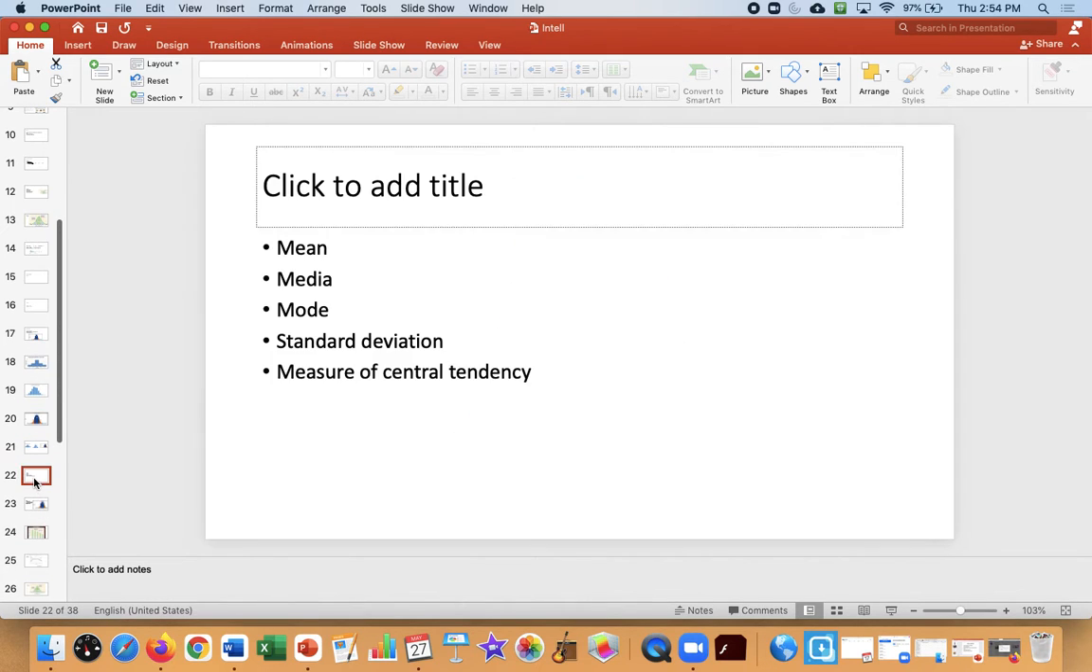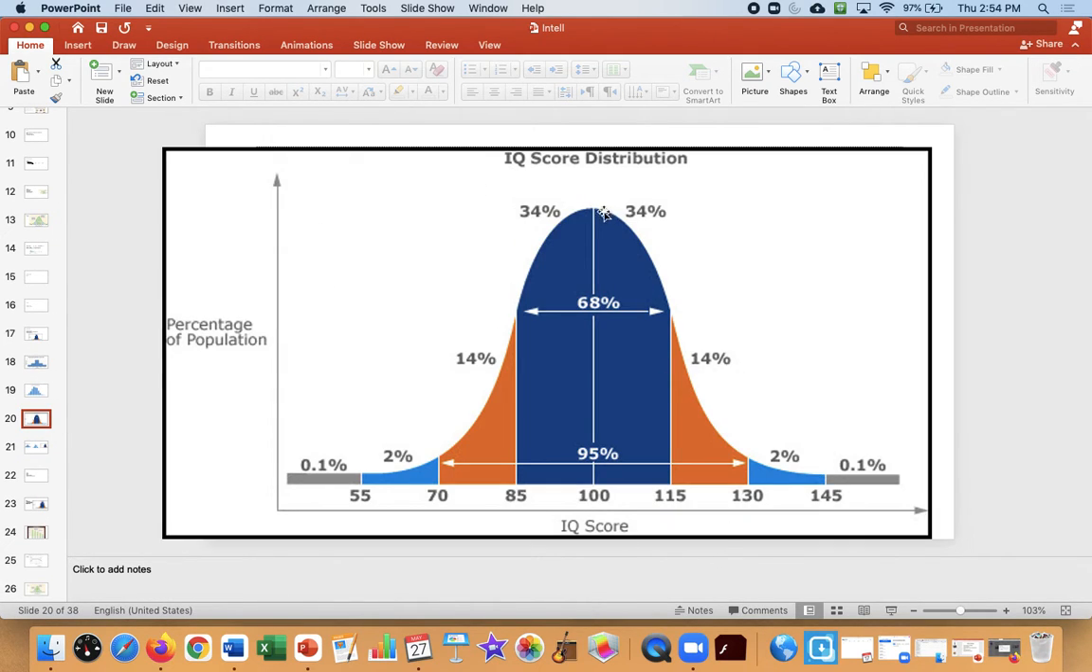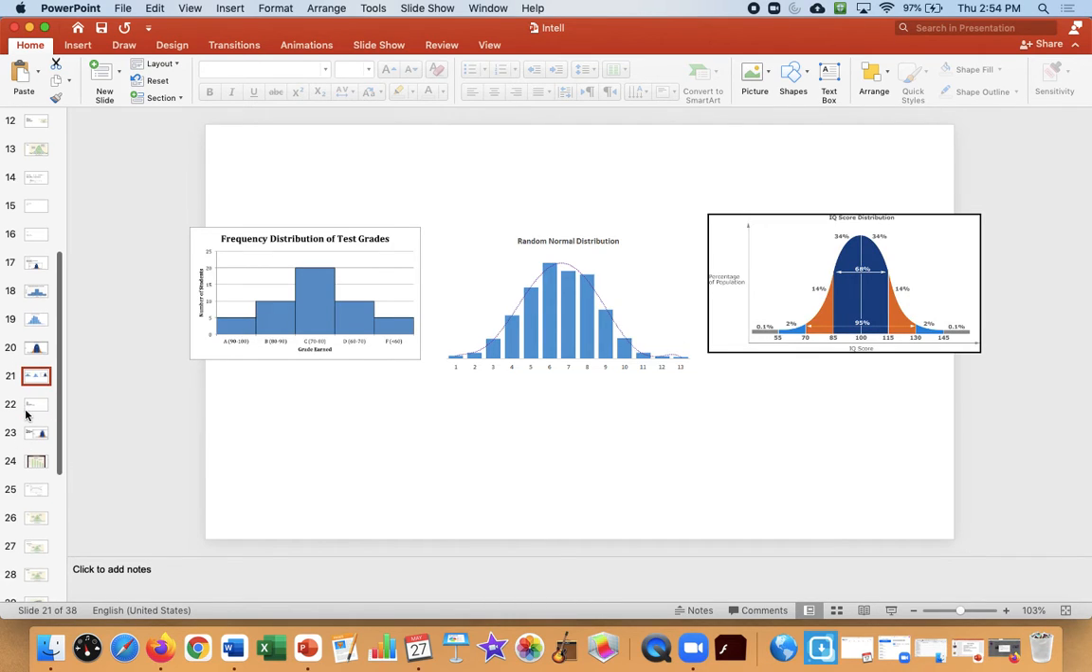One thing I would be aware of, they like to ask this. What percentage of scores are below the mean? 50. What percentage of scores are within one standard deviation? 2/3. What percentage of scores are within two standard deviations? 95%. They like to ask that. I would be aware of that.